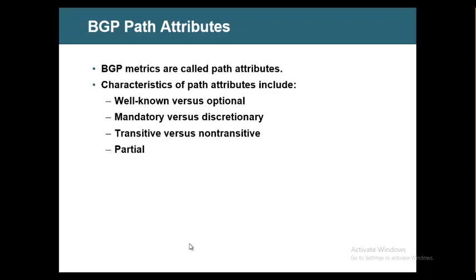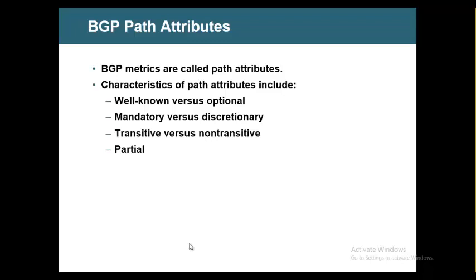Characteristics of path attributes include well-known, sometimes optional, sometimes mandatory, sometimes discretionary, sometimes transitive, some are non-transitive, and sometimes attributes will be partially applied. So let's see what it is. Well-known versus optional, meaning there are some attributes of BGP which are well known to every vendor, every BGP appliance.